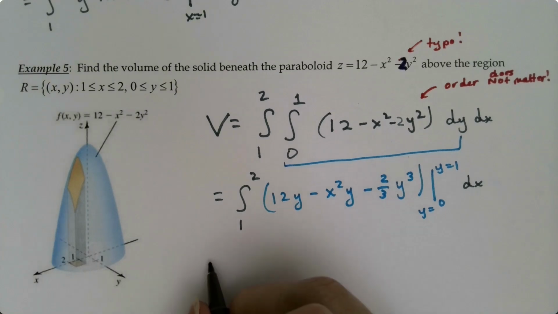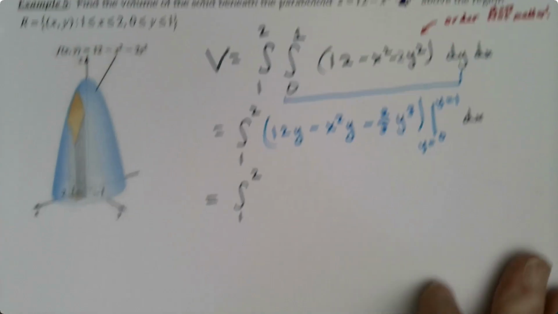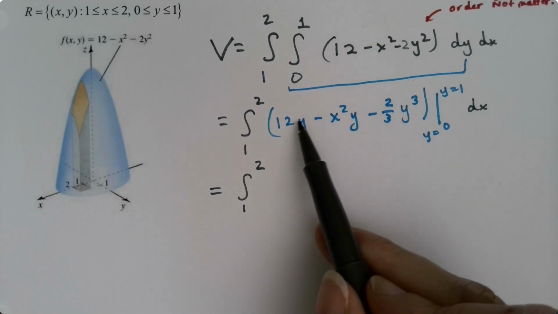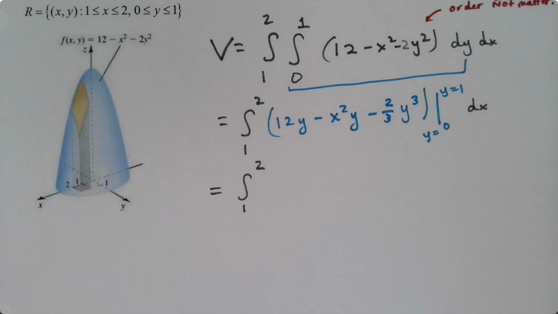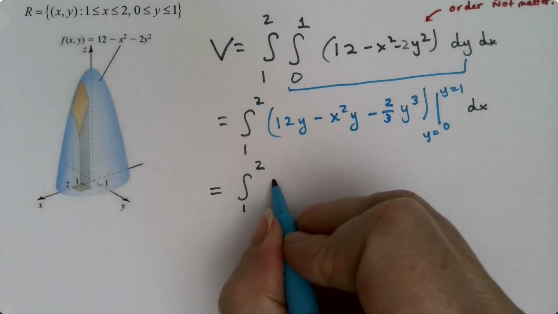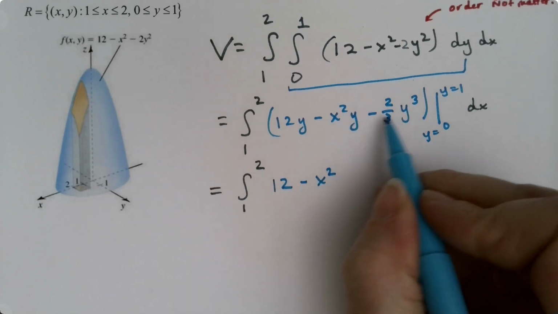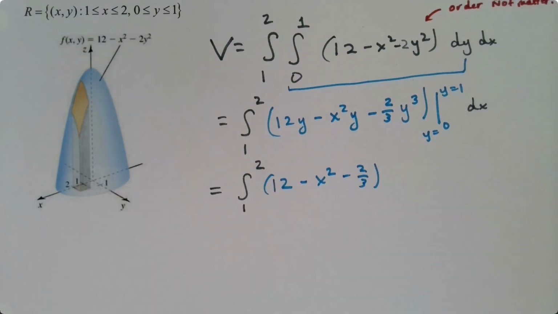Okay, so then the integral from 1 to 2 of, now 0 is going to make everything disappear, because 0 would make this piece 0, this piece 0, this piece 0. So we don't have to worry about 0. We're just going to put in y equals 1. So that's 12, take away 1 times x squared is x squared, minus 2/3, like that, dx.